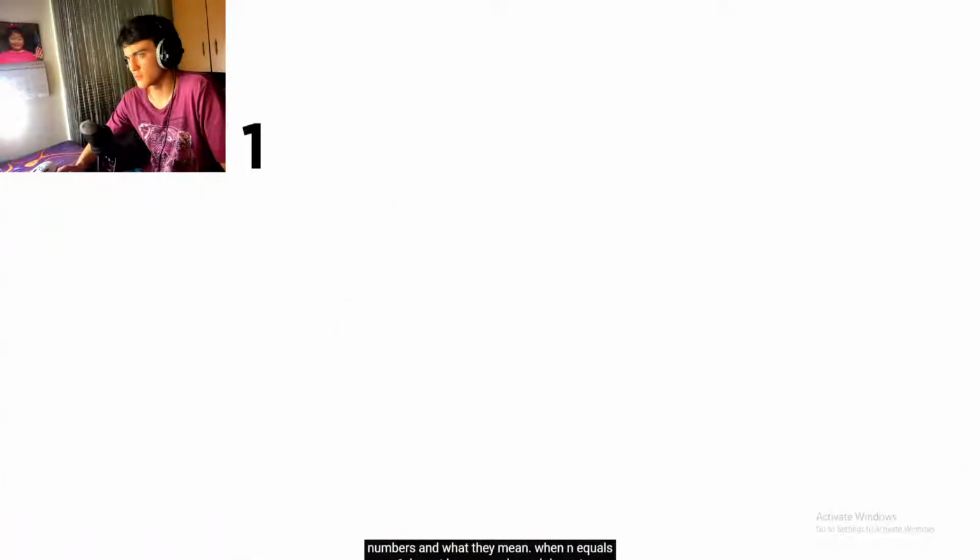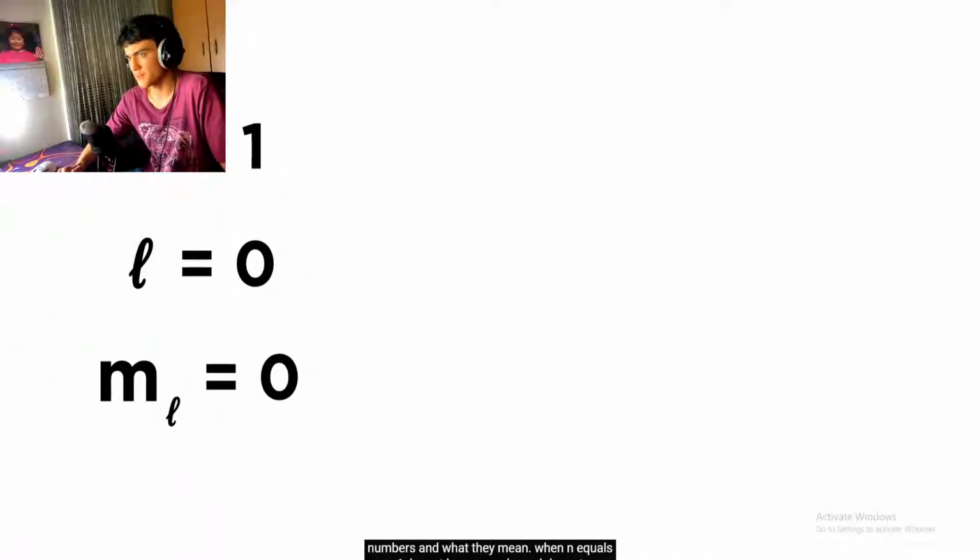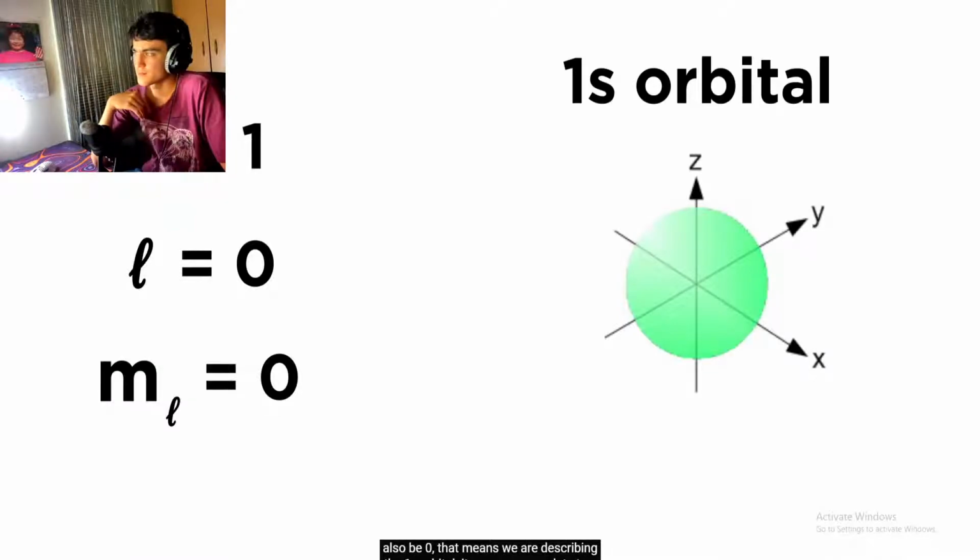So let's try to describe different sets of quantum numbers and what they mean. When n equals 1, L must be 0, and m sub L must also be 0. That means we are describing the 1s orbital.